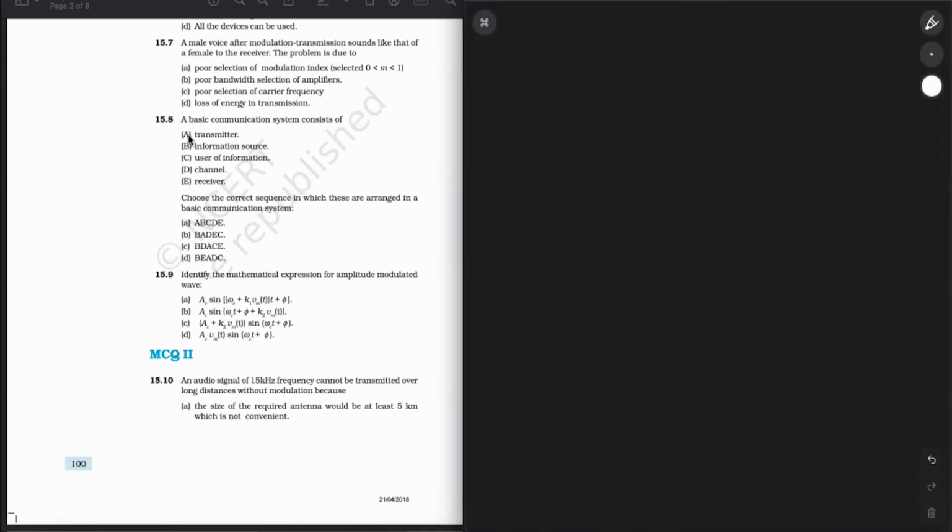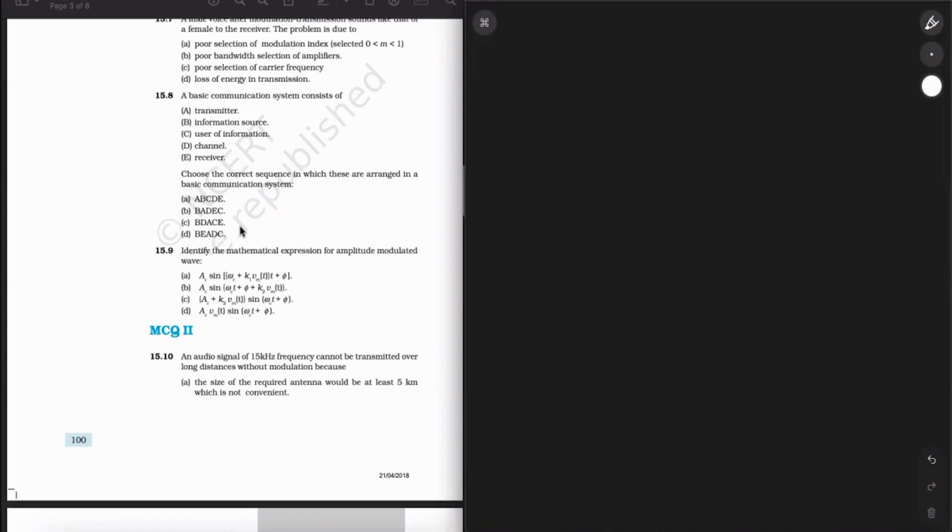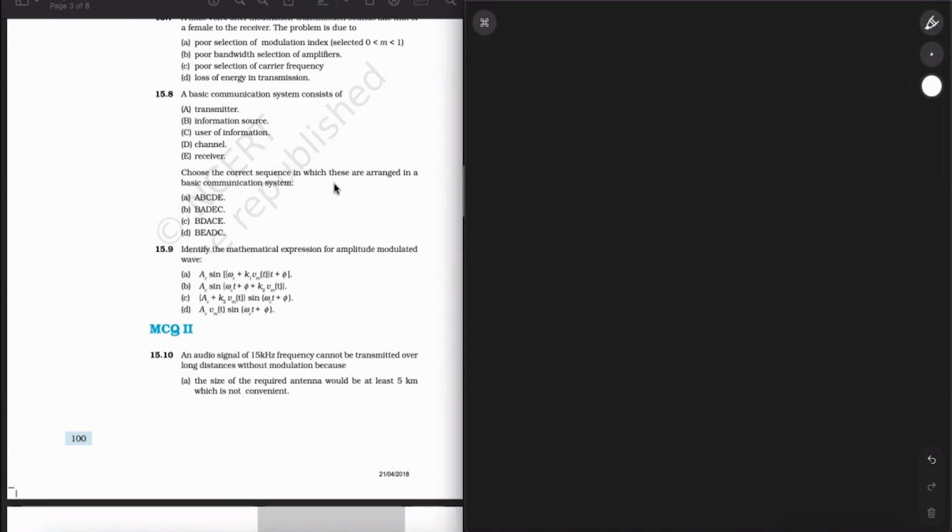It consists of a transmitter, all right, channel, receiver. And information source. No, these two are not there. Transmitter, channel, receiver. These three will be there. Okay. So choose the correct sequence in which these are arranged in the communication system.